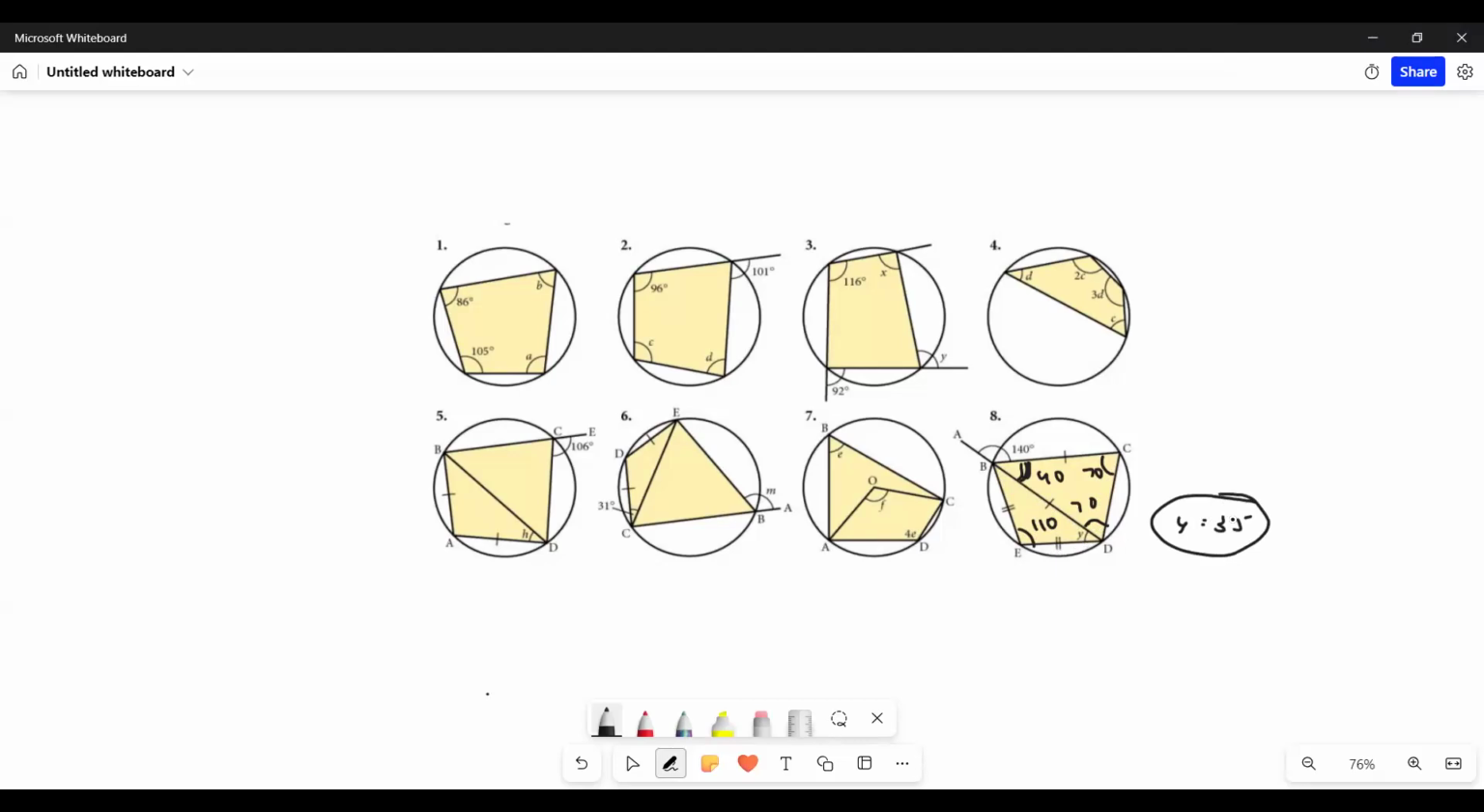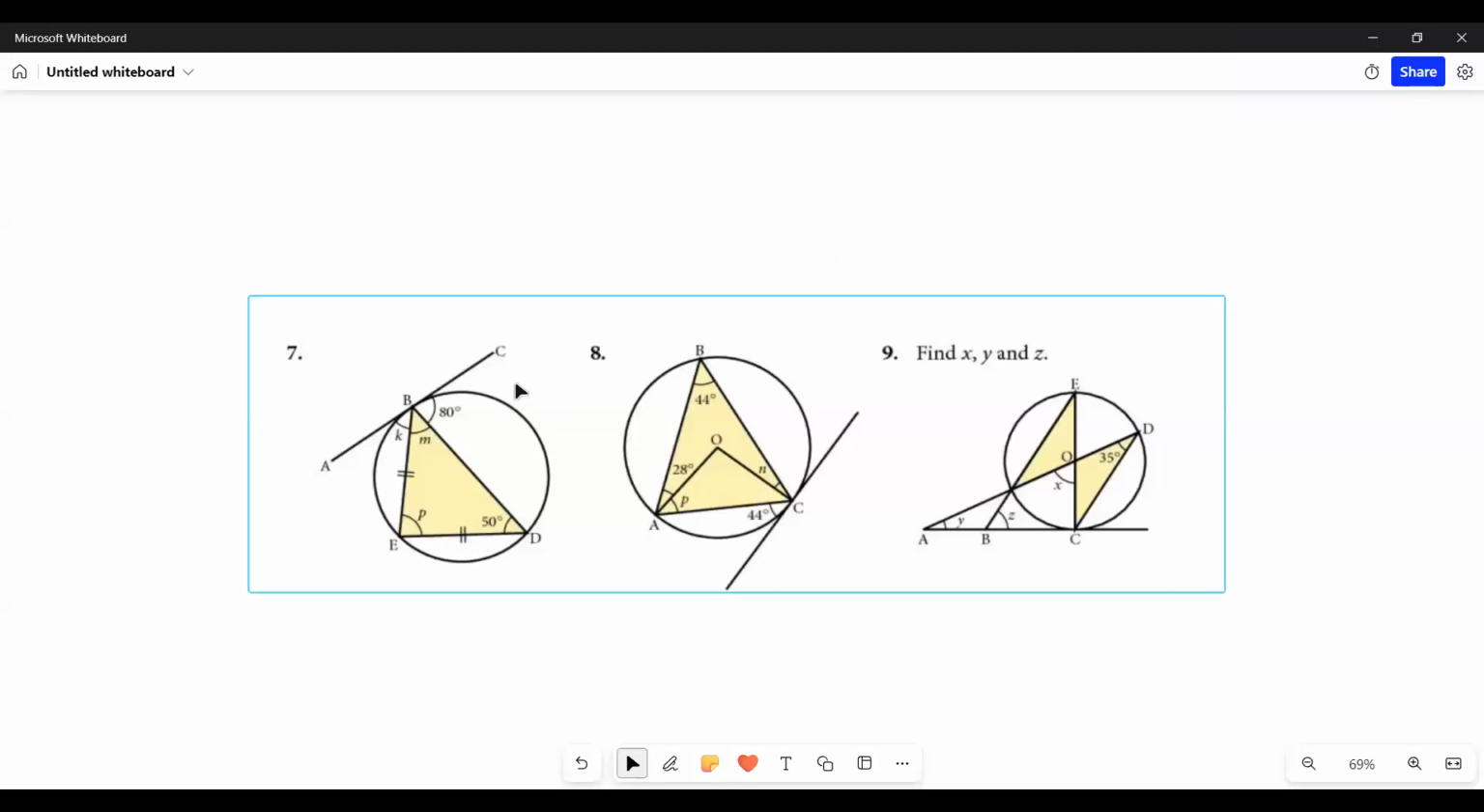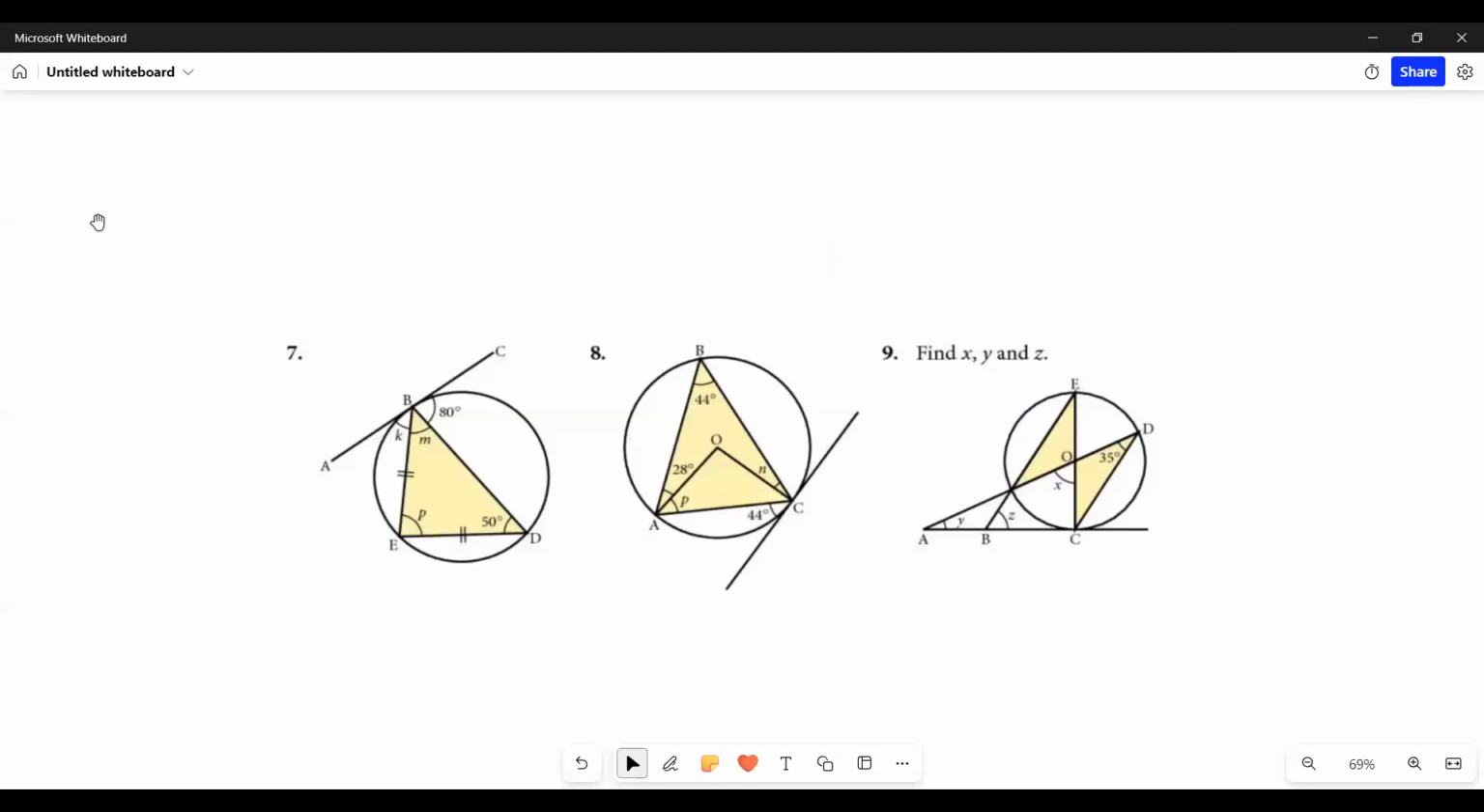Yes. Okay. Just give me a minute. We'll post a few more. Able to see, Levin? Yes. So these three. M is 50. Which one is 50? M. Okay. P is 80. Perfect. And K is 50. Perfect.